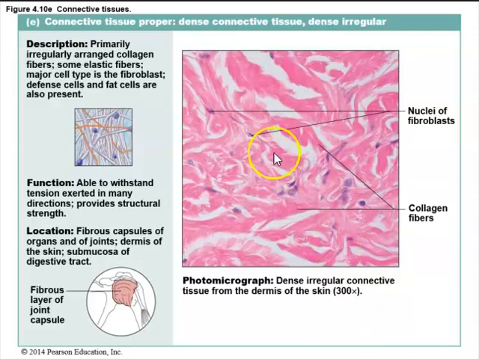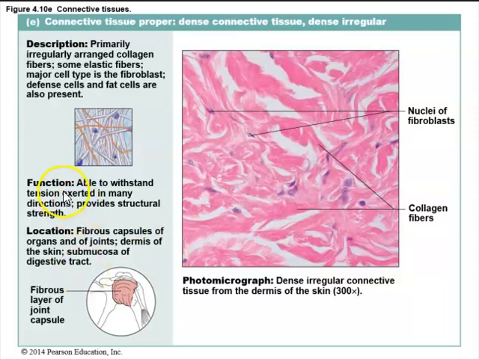We can see that the collagen fibers are irregularly arranged, sort of like a swirling pattern, and then we can see nuclei of fibroblasts. So again, just a brief description. They are irregularly arranged collagen fibers. There are some elastic fibers. The major cell type again is the fibroblast. We have defense cells and fat cells that are also present in our dense irregular connective tissue.